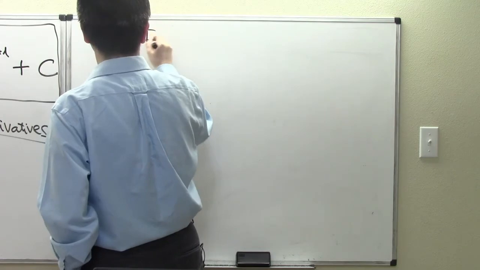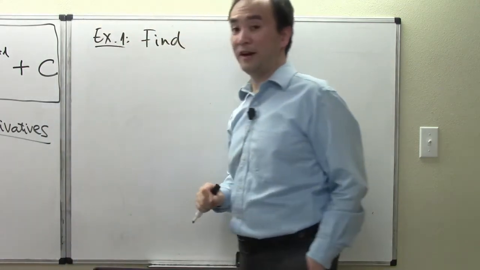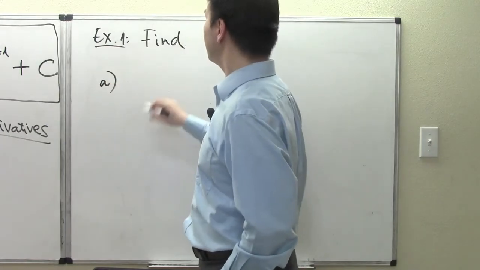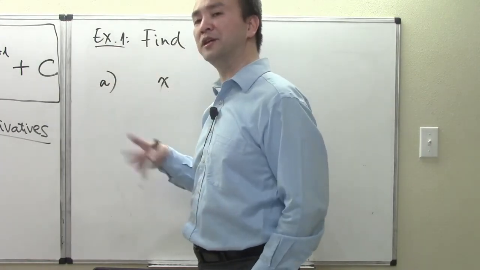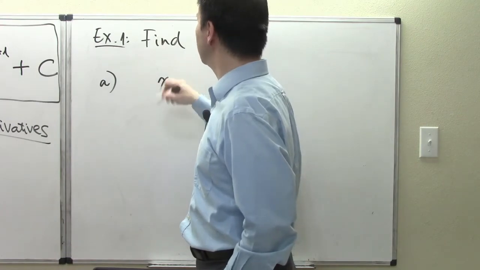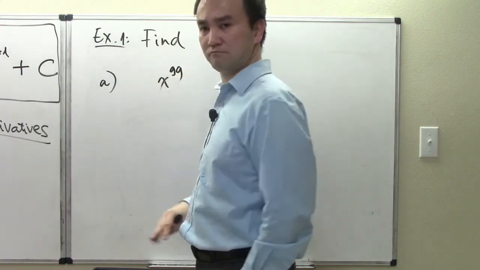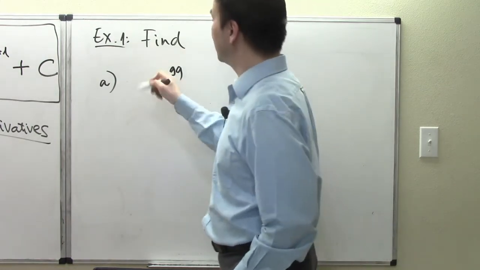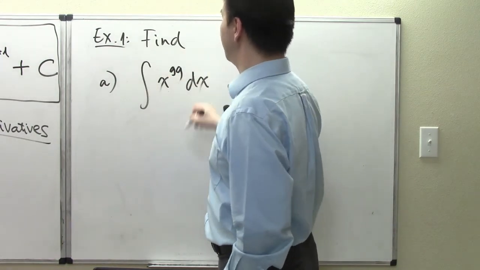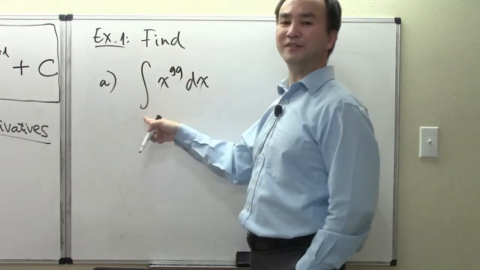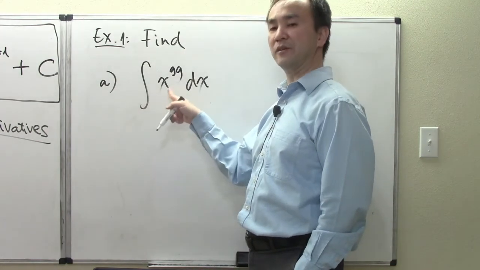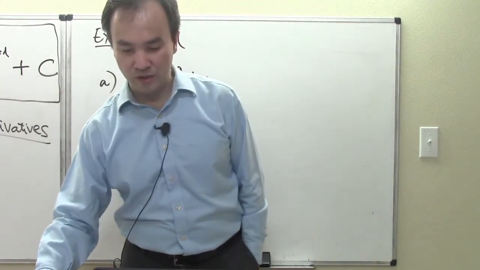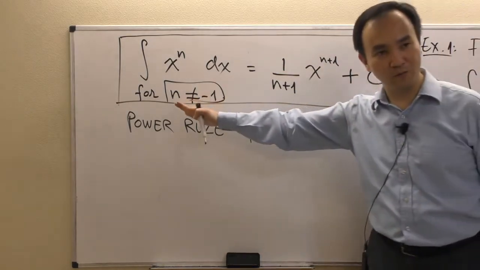So I'm now going to call that Example 1. And the only instruction is: find. Find what? Part A. Just out of my own creativity, about power 99. Any power works just fine. Find the antiderivative of the power function x to the 99th. The power rule is going to be applied quite straightforwardly here.